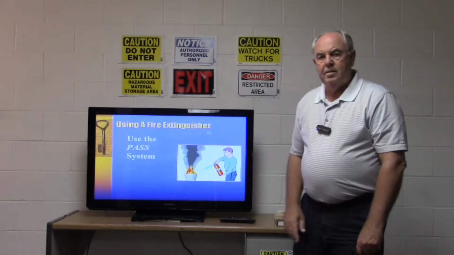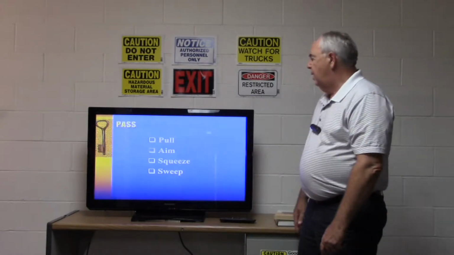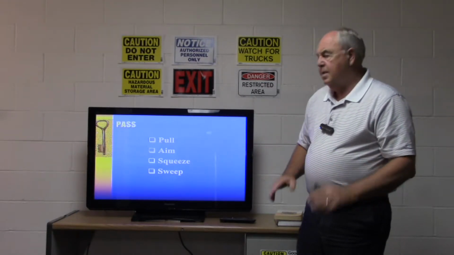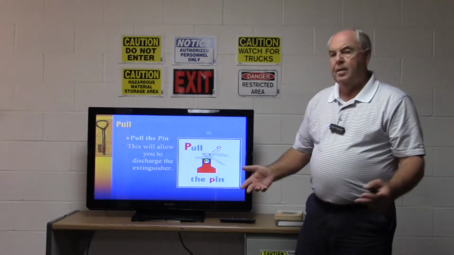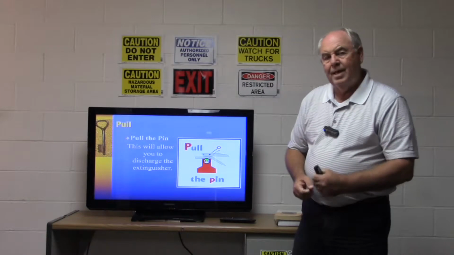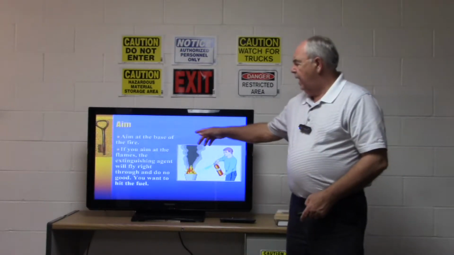We teach the PASS system. P-A-S-S: pull, aim, squeeze, and sweep. Now, the easiest thing to remember, if you just remember the PASS, pull, aim, squeeze, and sweep, it basically means to pull the pin to be able to squeeze the handle. As long as that pin is in there, you can't squeeze the handle to start discharging the agent.